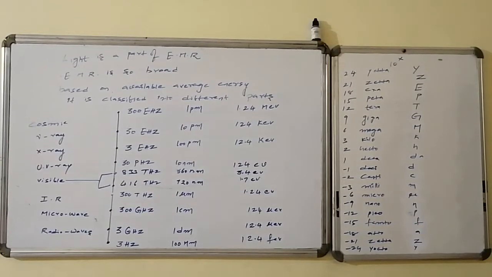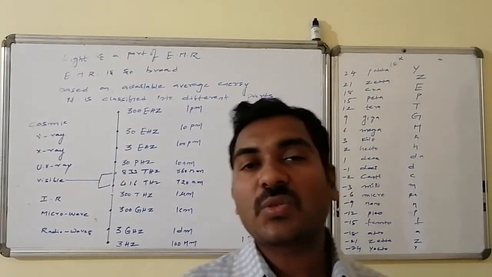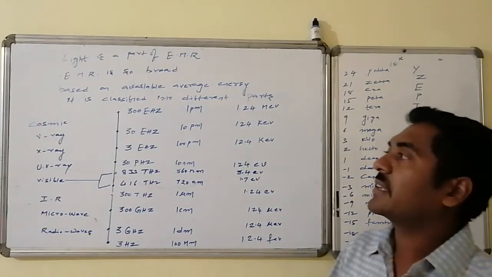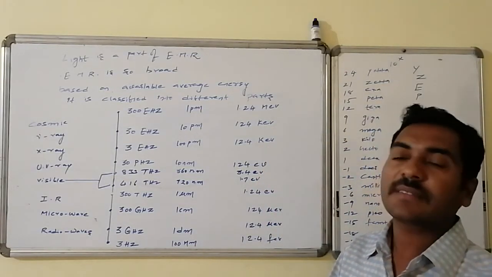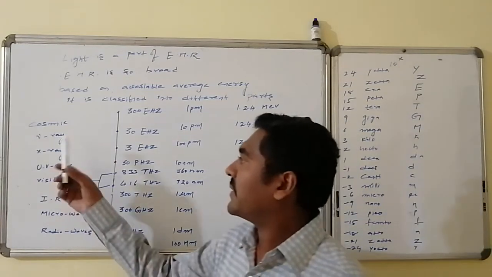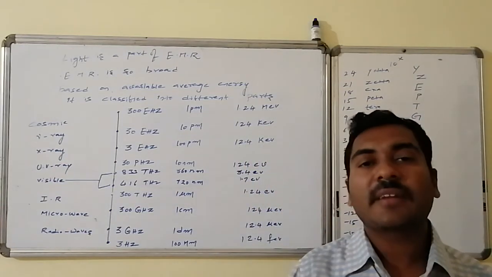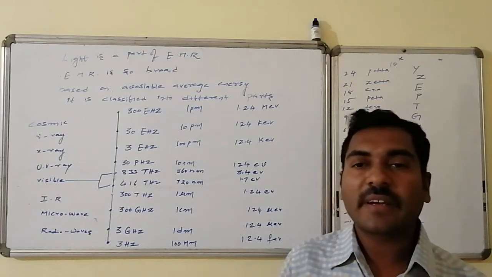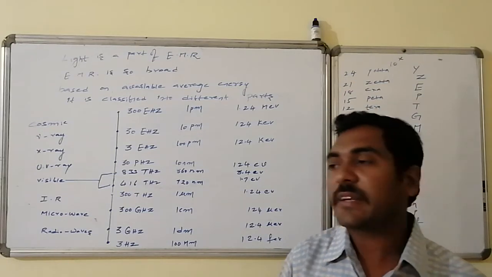Light is a part of electromagnetic radiation. Electromagnetic radiation is so broad that, based on the available average energy levels, it is segregated into different parts. Here it is classified from higher energy to lower energy in an order, which is said to be the electromagnetic spectrum.